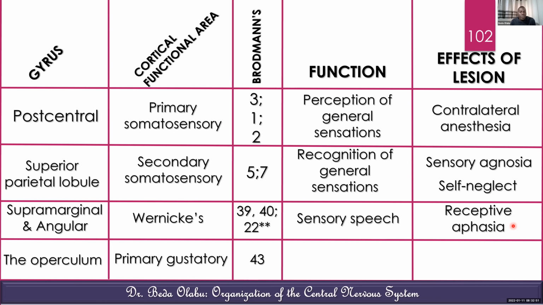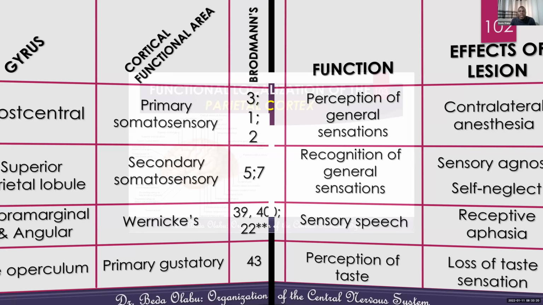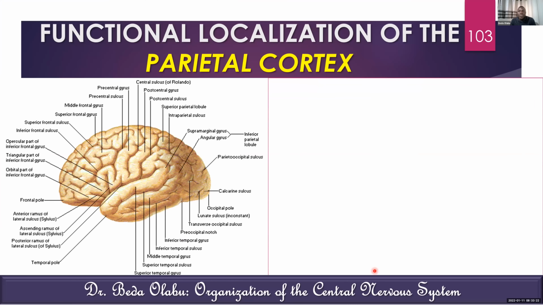Lastly, we have what we call the operculum. As I alluded to earlier, frontal operculum and parietal operculum house the primary gustatory cortex, which is the primary taste area. This is area number 43. And so it's responsible for perception of taste. And if you injure it, you lose taste sensation. You can call that ageusia. So basically, that is the parietal cortex, but we can make a summary of the functions of the parietal cortex this way.